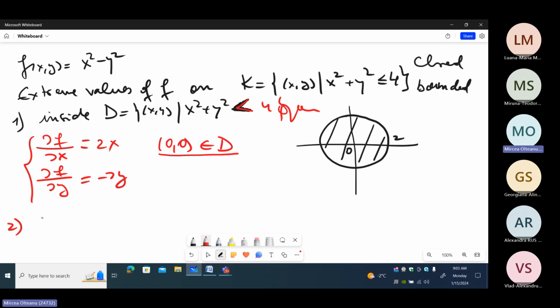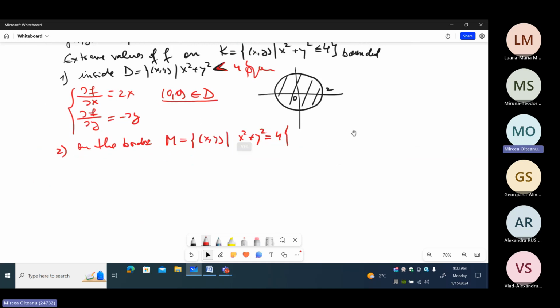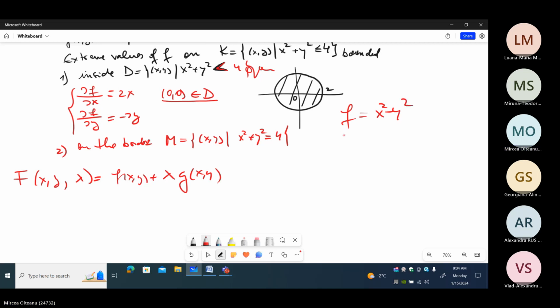Now, on the border, which means the set M, given by the equality x squared plus y squared equals 4. And here we use the Lagrange multipliers method. We consider the function F, capital F, of three variables to be f of x and y plus lambda times g of x and y. Now remember, f was x squared minus y squared, and g is x squared plus y squared minus 4. So that means x squared minus y squared plus lambda times (x squared plus y squared minus 4).